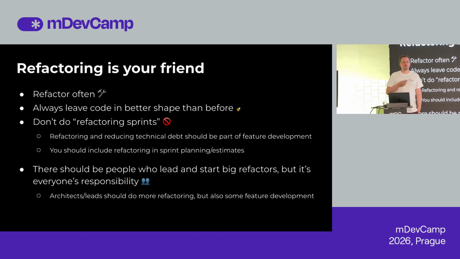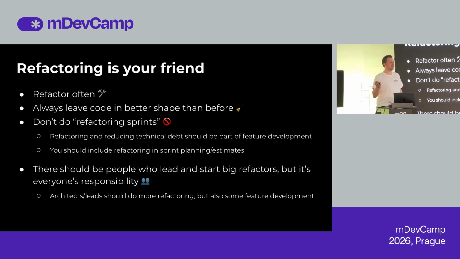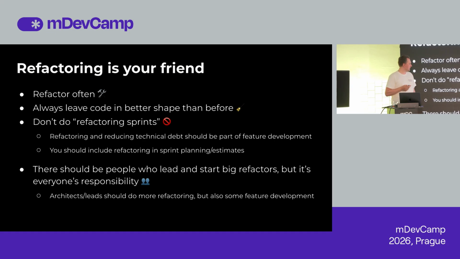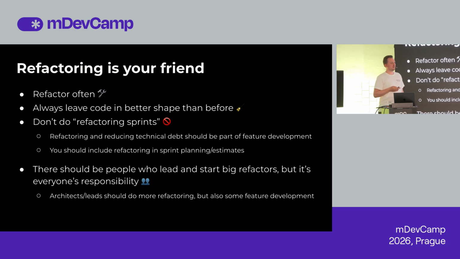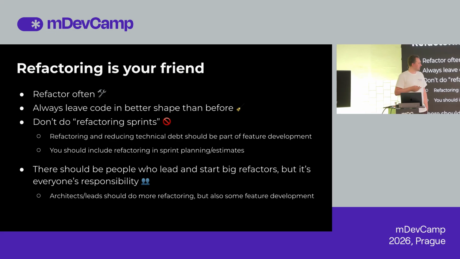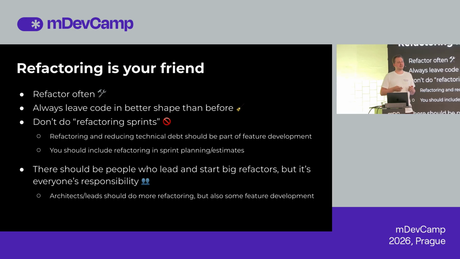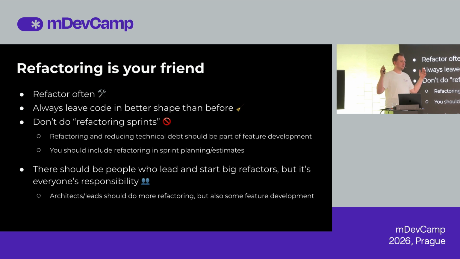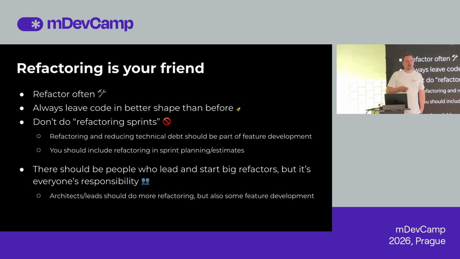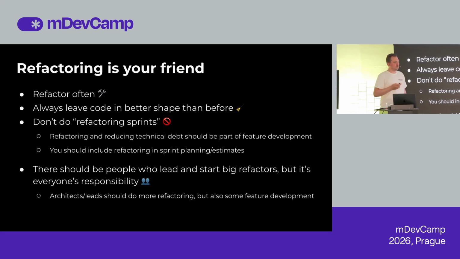Also, these architects and leads should do more refactoring than normal. But I think they should sometimes do some features too. They should not spend all of their time on refactoring. They should get their hands dirty, and they should understand the pain of normal feature development. Because only when you understand this pain can you think of a more high-level solution which will help everyone to introduce new architecture, technology, tests, anything.